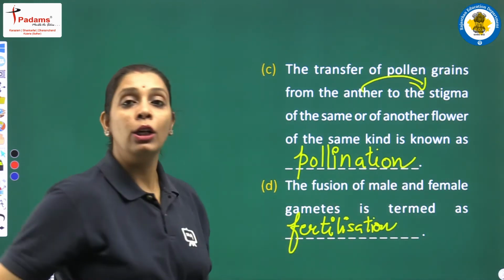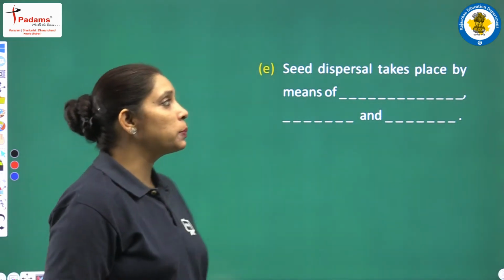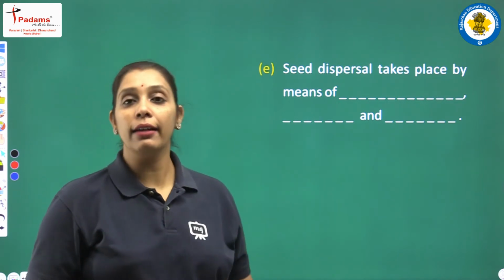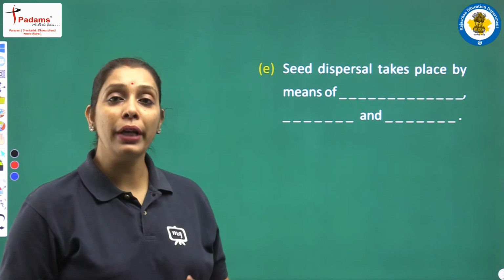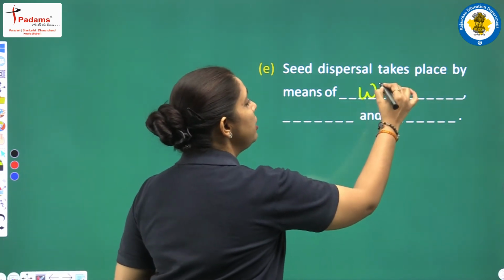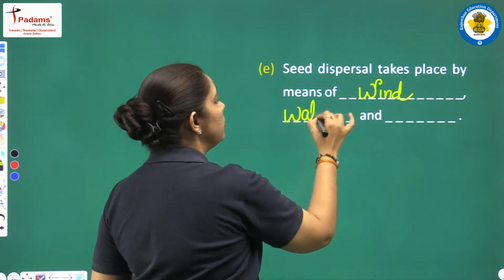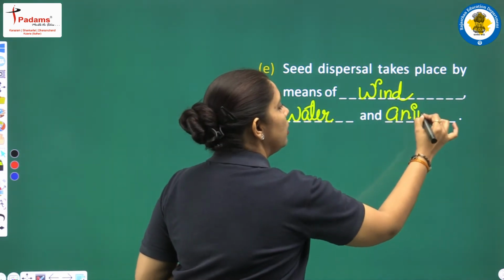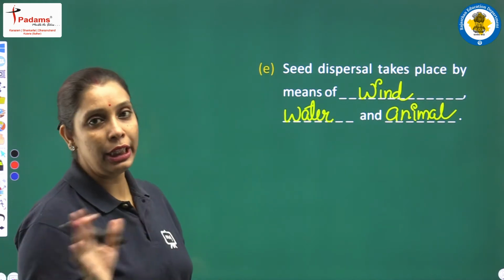Okay, move to the next one, class, and next one is seed dispersal takes place by means of, yes, there are 4 means. I already told you in the chapter. We have to fill any 3. So first we will fill here wind, water and animal, or explosion is also there. You can fill any of them.